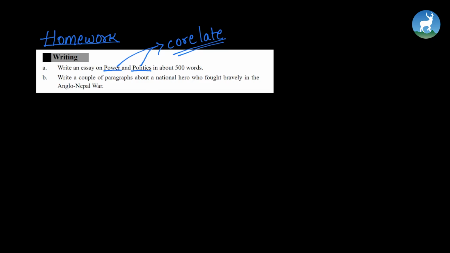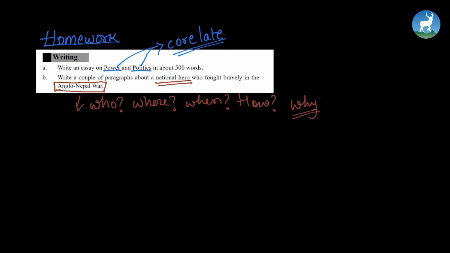Write about that. And number B, write a couple of paragraphs about a national hero who fought bravely in the Anglo-Nepal War. So you need to look at the history of Nepal and you need to choose a specific hero who had fought in the Anglo-Nepal War. Write about who they are, where they were born, when they were born, how they came to participate in the war, and why we still remember them as the national hero of the country. So if you address these questions, you will be able to answer the given question.